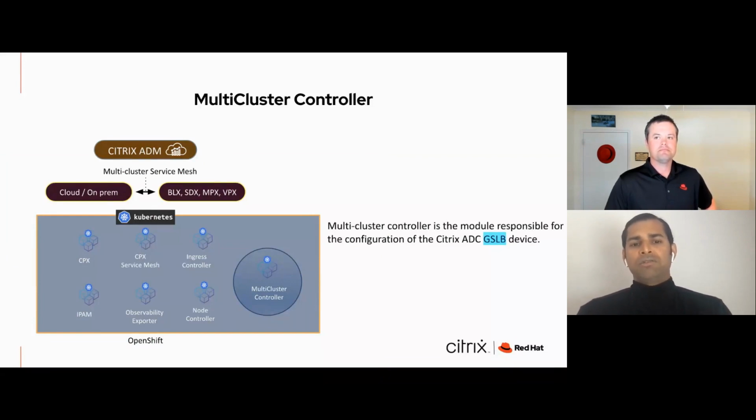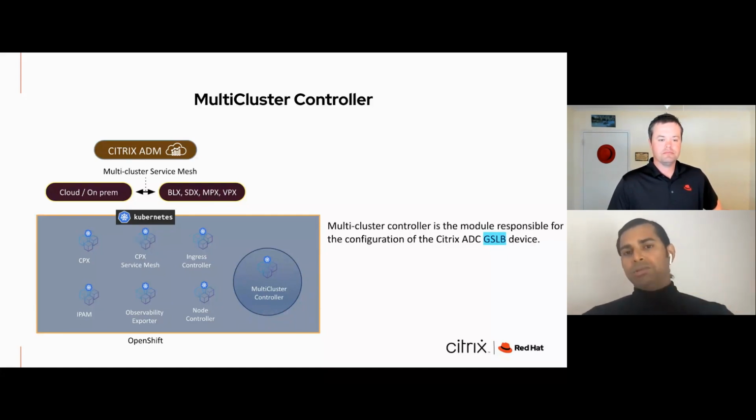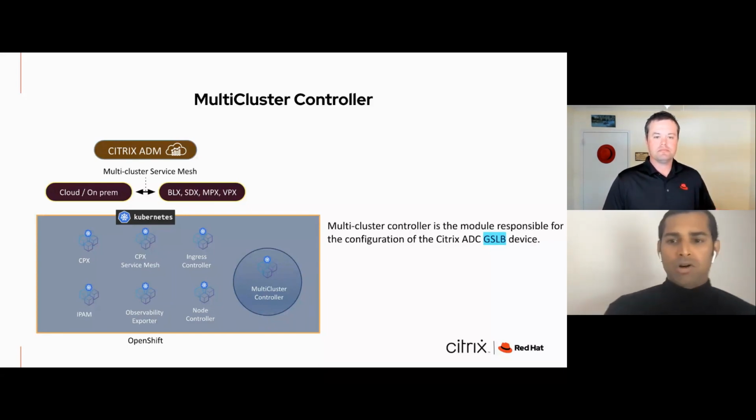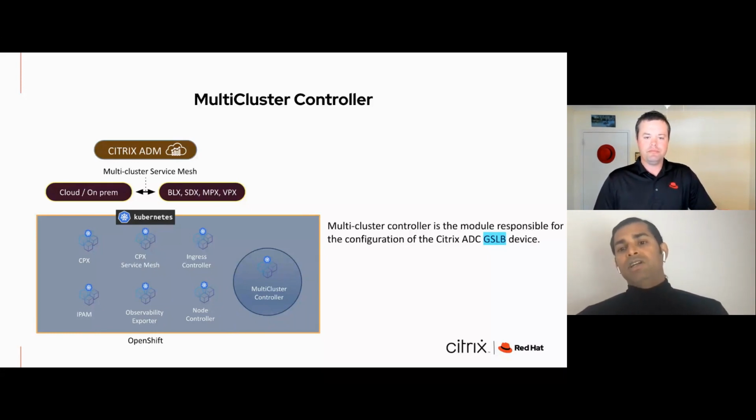If you remember the slide, I talked about all the different components. We have created something called a multi-cluster controller, which is an additional function to our Ingress Controller, which runs in the cluster and is also delivered as a pod. Basically, this is used to configure your GSLB devices. GSLB stands for Global Service Load Balancer. This is quite popular amongst the customer base of Citrix, and we are using that technology to enable application delivery across these different domains.